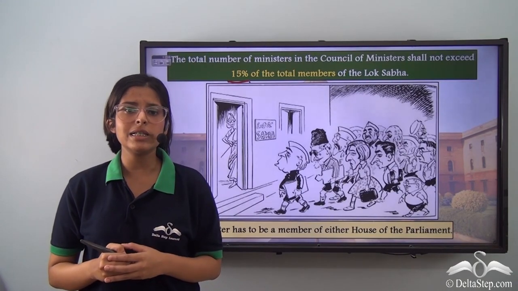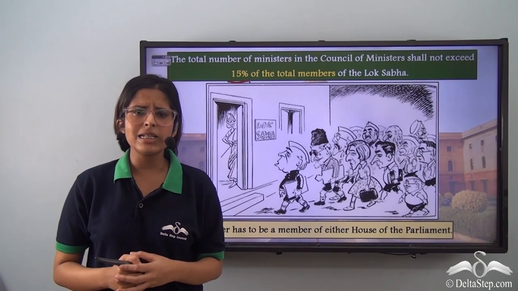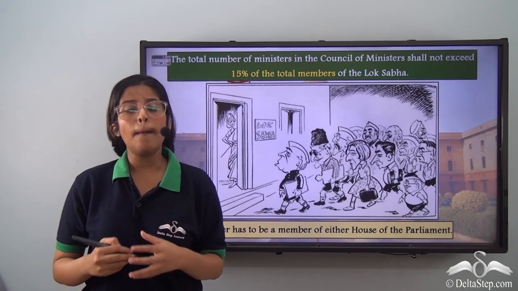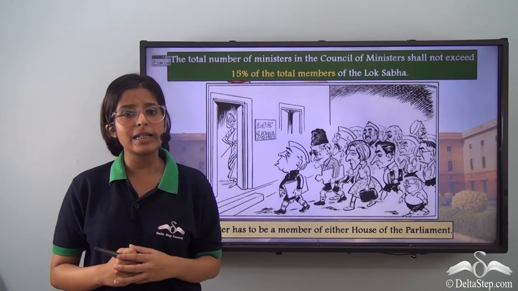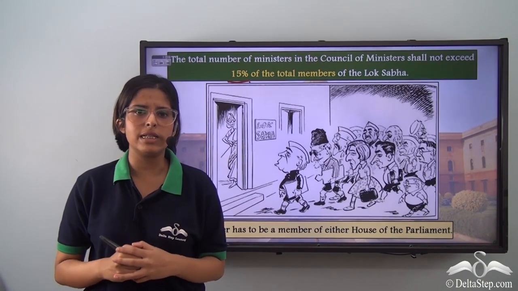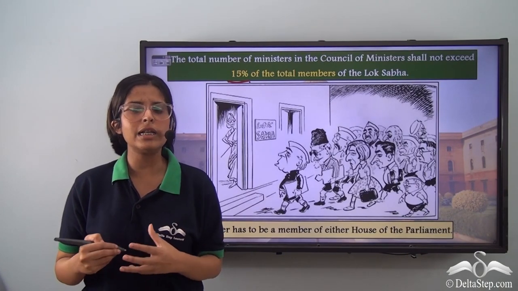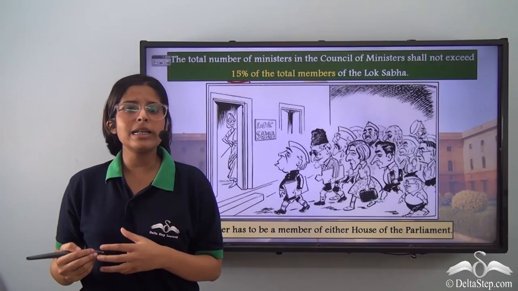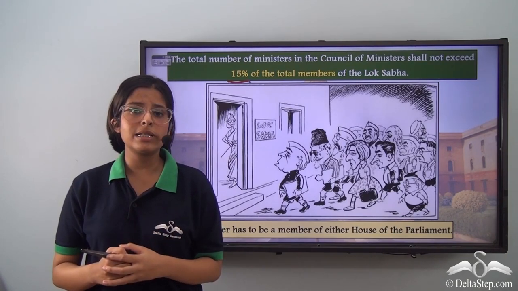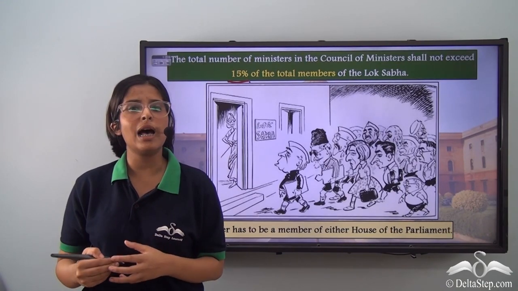That is, all of the ministers must be either a member of the Lok Sabha or a member of the Rajya Sabha. The president has the power to appoint any minister even if he is not a part of either house, but he has to get himself elected to the Lok Sabha or the Rajya Sabha within 6 months of being appointed as a minister. Similarly, the prime minister also has to be a member of either house of parliament. But again, the president can appoint someone as the prime minister who is not a part of the parliament. But the prime minister has to get a seat in the parliament within 6 months. Otherwise, he will have to vacate his seat.